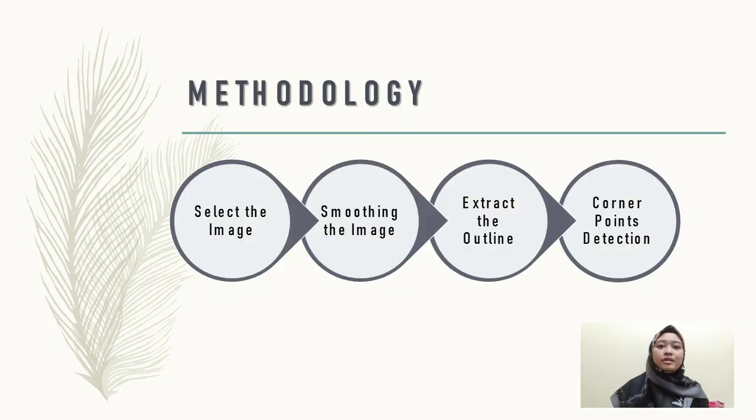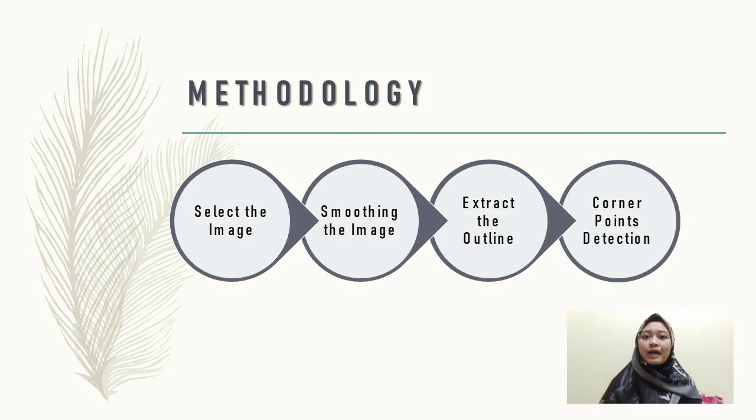Next is methodology. In methodology, there are several processes in order to achieve the objective of this study. Firstly, select the image. The image was chosen from Google Image titled leaf of silver lime tree. Secondly, smoothing the image. In order to improve the quality of the image, this study needs to smooth the image to reduce the noise in the image. This study used Adobe Photoshop to smooth the image since it is the easiest way to smooth the image.